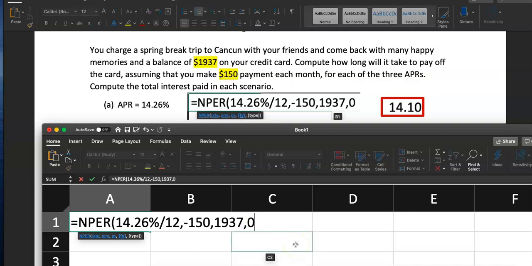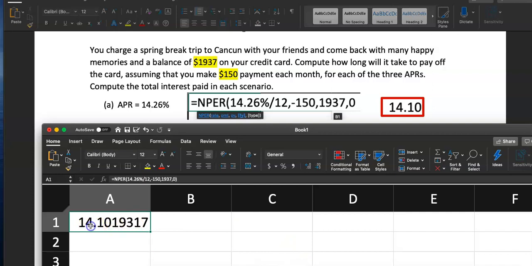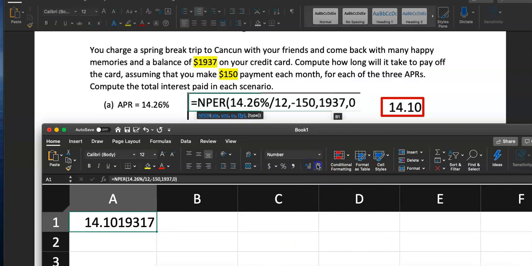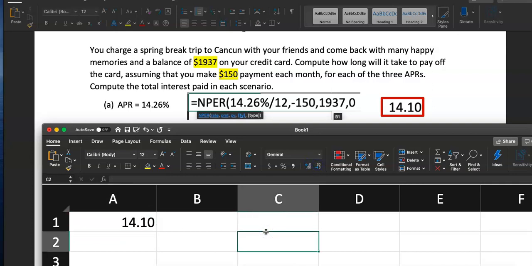So if I type that in and hit enter, it's going to give me 14.10, and I just rounded to 2 decimal places. So what does that mean? I need to make 14.1 payments to, well, I say 14.1 payments, but anything over 14, well, I have to pay how many payments? 15 payments, right? So that's how we can figure out the required number of payments using NPER function.